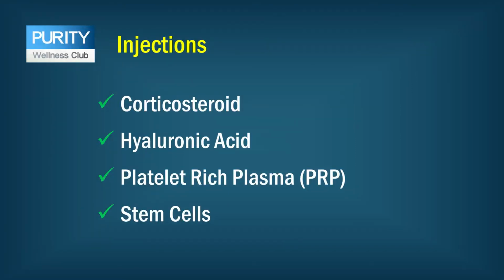There are a variety of injections available for treating knee osteoarthritis. We will discuss 4 different types of injections here, namely corticosteroid, hyaluronic acid, PRP or platelet-rich plasma, and stem cells injections. The most common injection for knee osteoarthritis is corticosteroid injection.